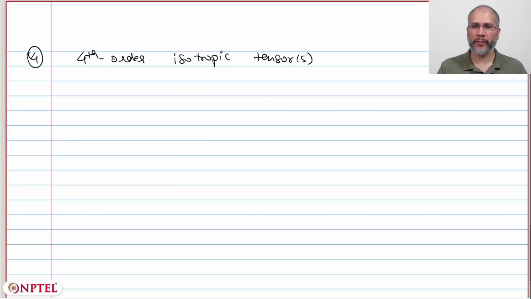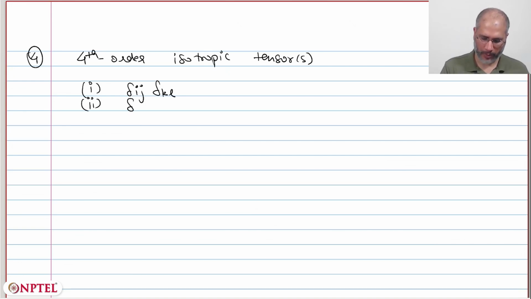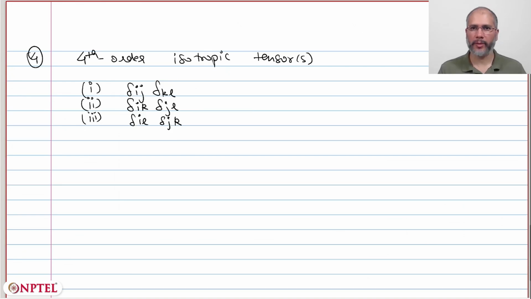So we have in fact three of these, that is we have three fourth order isotropic tensors. The first one is delta ij, delta kl. That's an outer product of two deltas, as you can see. The second one is delta ik, delta jl. And the third one is delta il, delta jk. So these are three fourth order isotropic tensors.